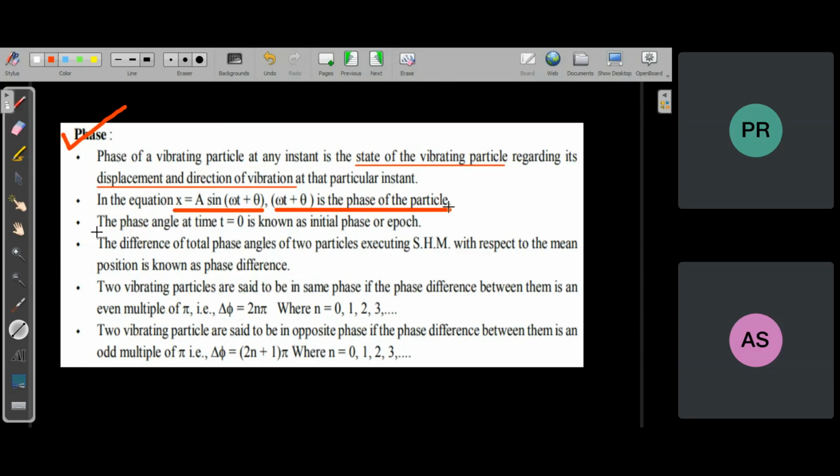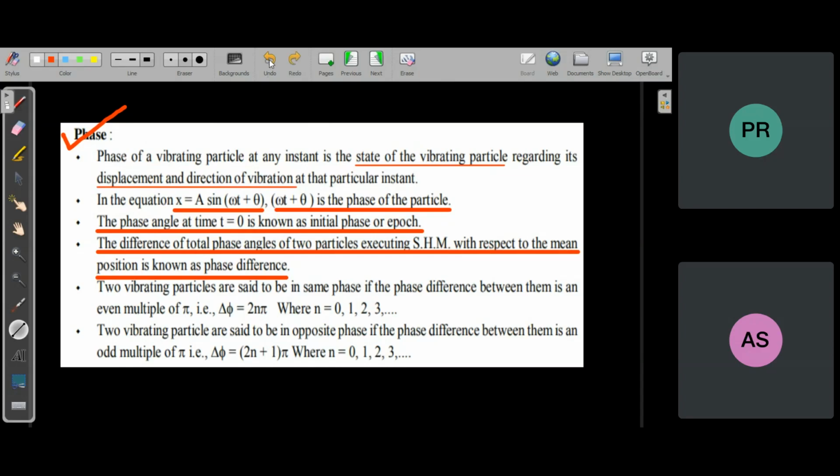In the phase, if you put t equal to 0, what will you get? Phase is omega t plus theta. If you put t equal to 0, what is phase at t equal to 0? It is theta. Theta is called the initial phase. The difference of total phase angle of two particles executing SHM with respect to the mean position is known as the phase difference.